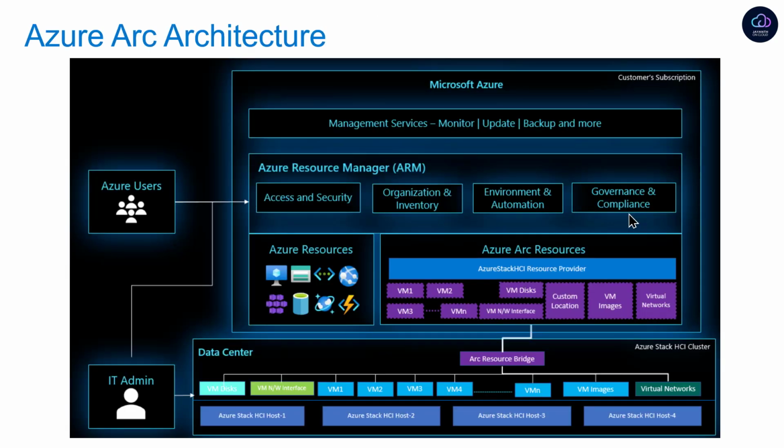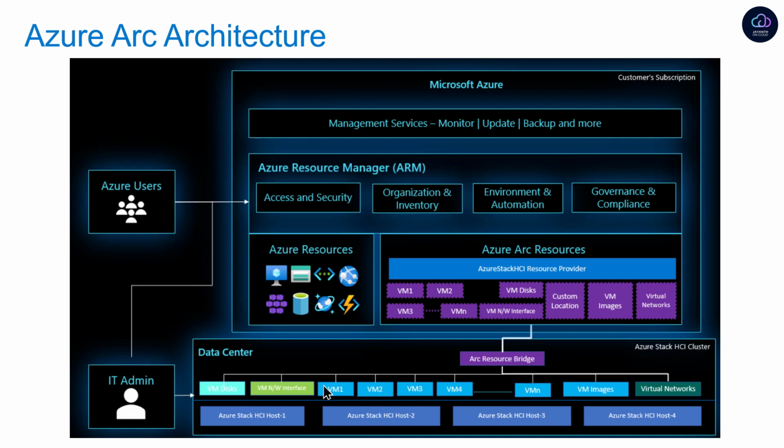All right, so now let's try and understand a little bit about the overall Azure Arc architecture when it comes to Azure Arc for VMs. Down at the bottom layer, you have the Azure Stack HCI clusters running on 4 nodes. You can start from a minimum of 1 node and scale all the way up to 16 nodes for an Azure Stack HCI cluster.